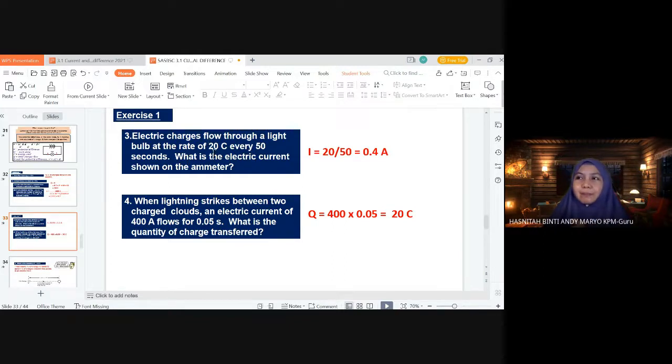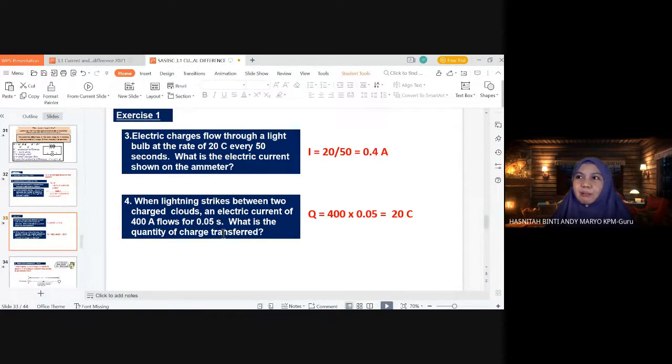They give you Q. What is the value for Q in this question? Charge, 20 coulomb, and the time is 50 seconds. So from the formula I equals Q over T, Q is 20, T is 50, so the current flow is 0.4 ampere. First you write the formula, you extract the given information: Q is 20 coulomb, T is 50 seconds, and we are looking for I. The equation is I equals Q over T, so 0.4 ampere.